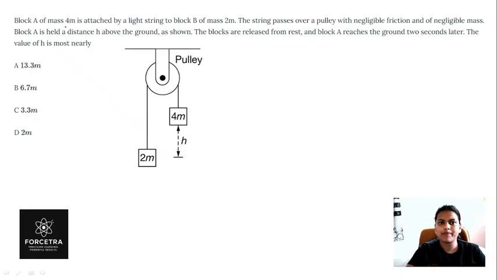Block A of mass 4m is attached by a light string to block B of mass 2m. The string passes over a pulley of negligible friction and negligible mass. Block A is held at a height h above the ground. The blocks are released from rest.